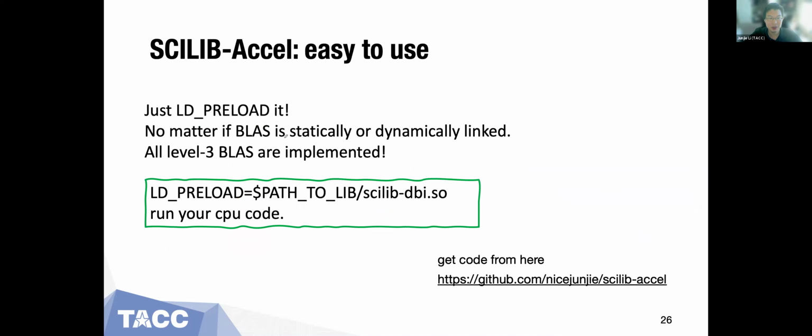I haven't told you how to use the tool. To use the tool is extremely simple. You just compile my library and do an LD_PRELOAD. Then run your CPU code as normal. Then your CPU binary magically takes advantage of the GPU.